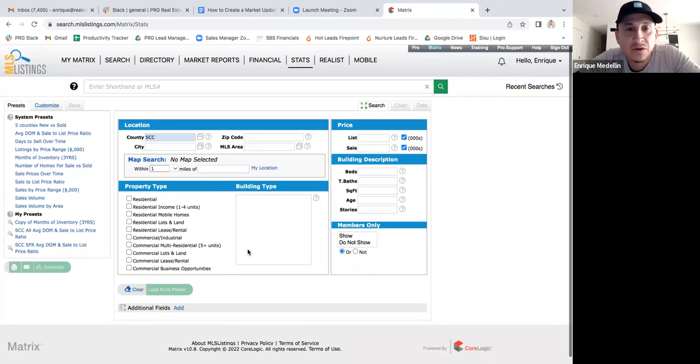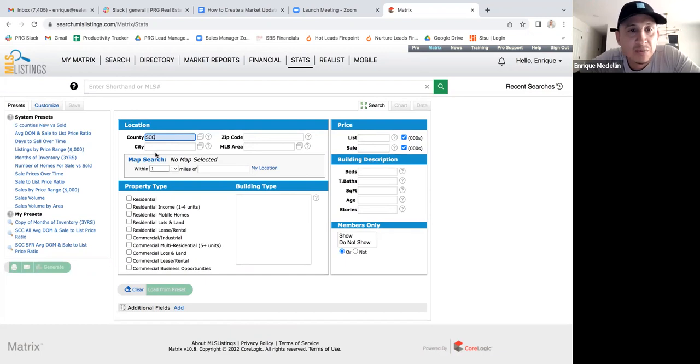Just like if you were going to search for a home, this is a good place to go pull up some stats. Some of the stats that are important are going to be inventory levels, days on market, list price to sales price ratio, and the change that has happened from last month to this month, or the previous 3 months to this month. Those are some of your important stats.